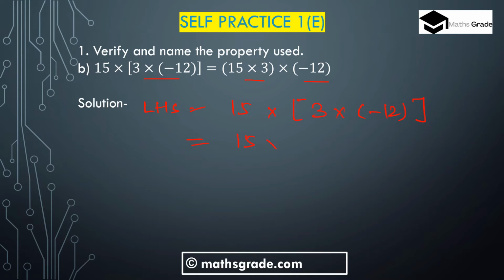Now 15 multiplied with 3 multiplied with minus 12 and 3 multiplied with 12 is 36 and plus multiplied with minus is minus. So 15 multiplied with minus 36. Now 15 multiplied with 36, we can apply the Vedic math sutra, that is vertically and crosswise.